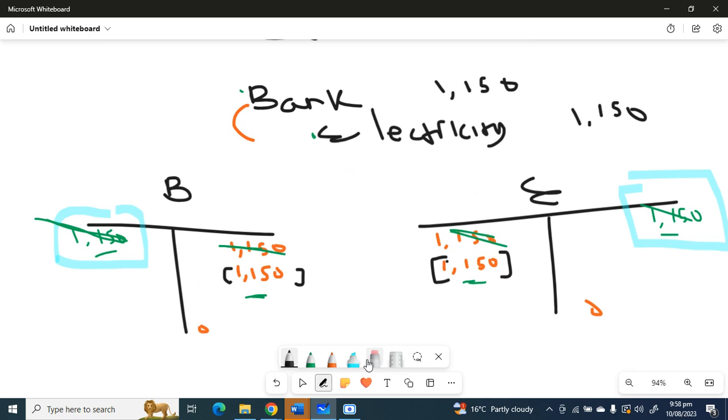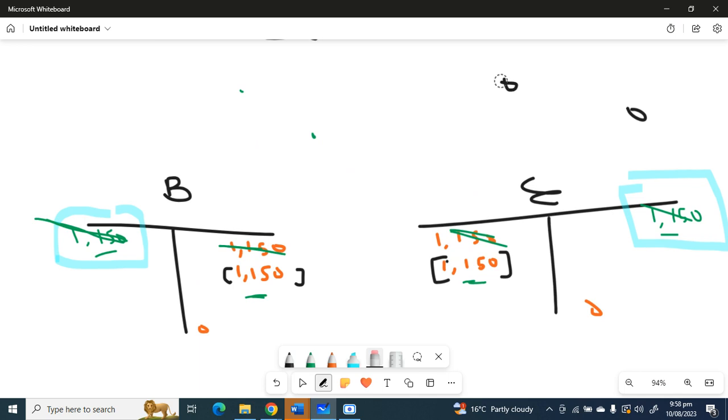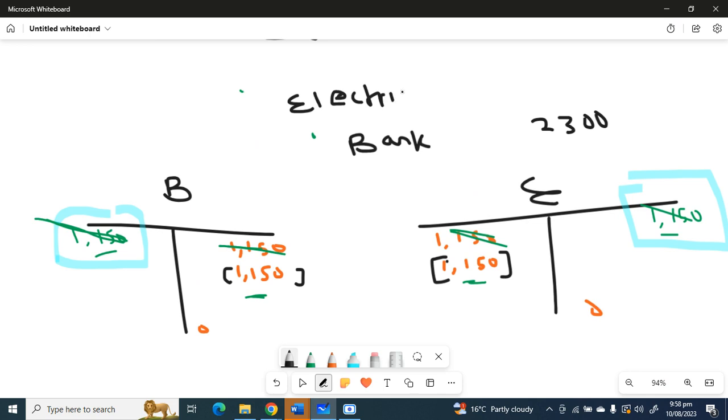So the correct journal entry is going to be this. You're going to credit bank 2,300 and you're going to debit electricity 2,300. Any questions, colleagues, before we move further? I hope I've clarified this. Any questions?